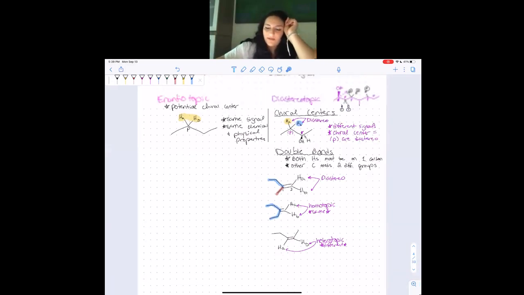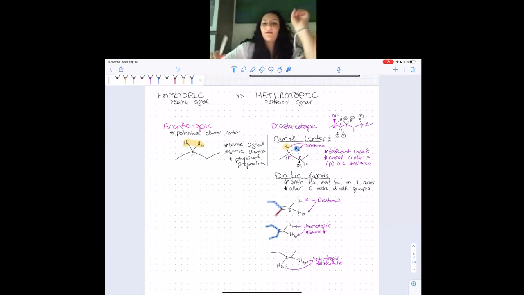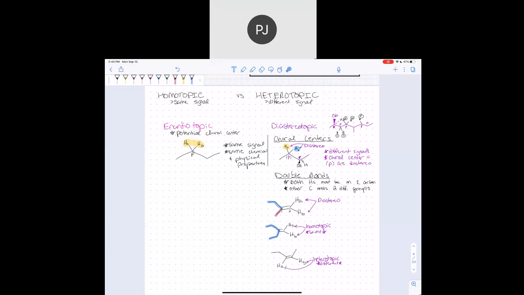So I'm going to zoom out so you can see all of those again. And I know this is kind of confusing sometimes. So, does anyone have any questions? I have a quick question. So you said for the enantiotopic, it's any carbon with two unique groups and then two of the same hydrogen. Okay, thank you. You're very welcome.